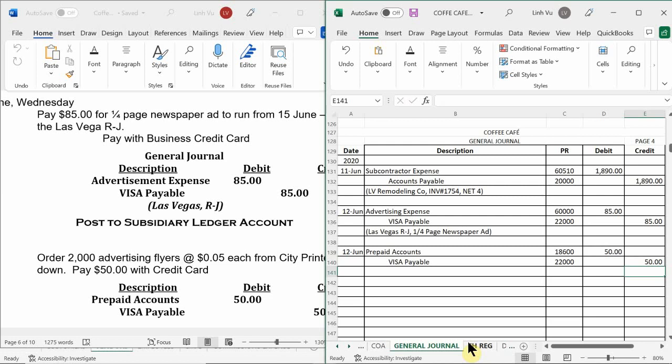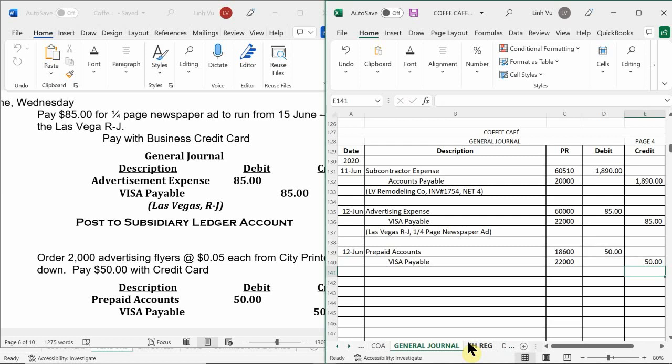Now here's the question. Why aren't we putting this towards advertising expense? In this case, we just ordered 2,000 flyers. Did I say we received it or picked it up that same day? No. All I said was we ordered it. So we haven't even picked up the advertisement flyers in the first place. So there's no expense occurring yet, right? You don't record that you have advertising expense until you actually have it.